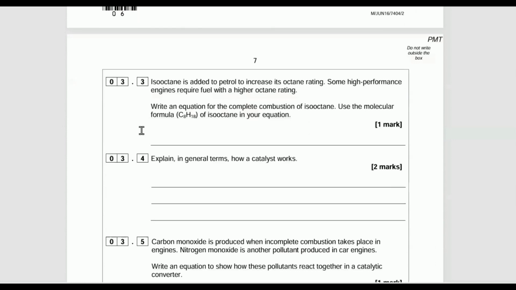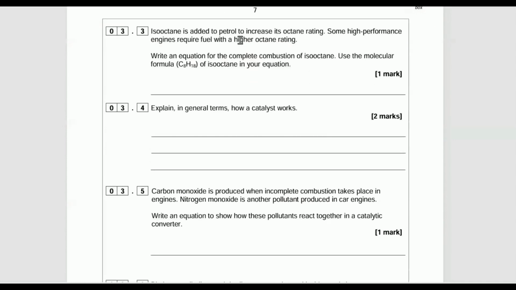Right, let's check out 3.3. Isooctane is added to petrol to increase its octane rating. Some high-performance engines require fuel with a higher octane rating. Write an equation for the complete combustion of isooctane. Use the molecular formula C8H18. So this is bang easy, right? These are the easiest balancing equations you can get.